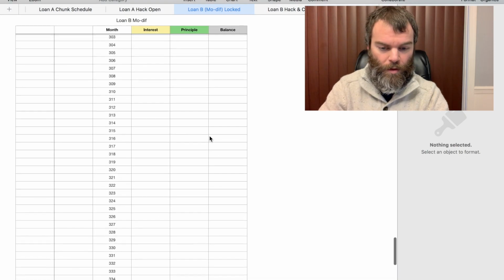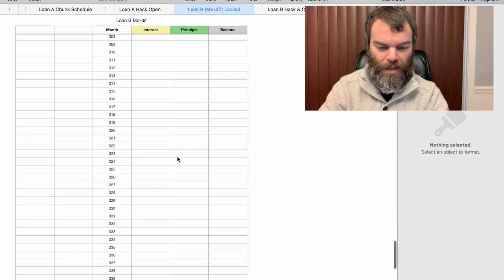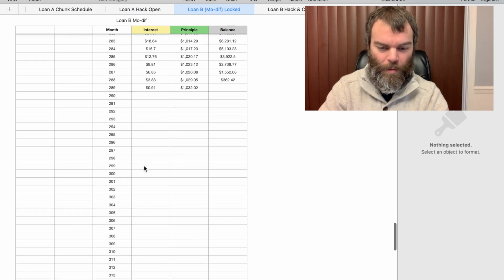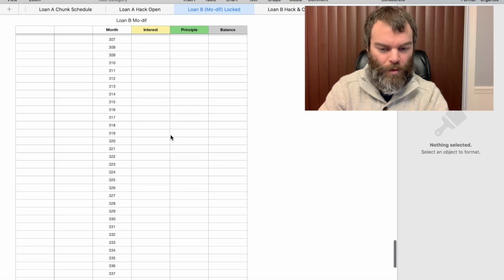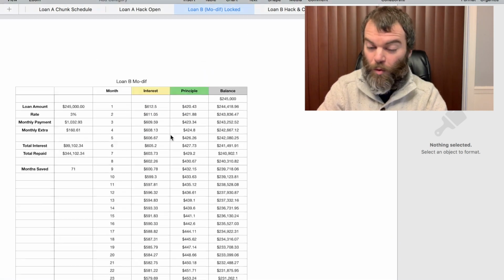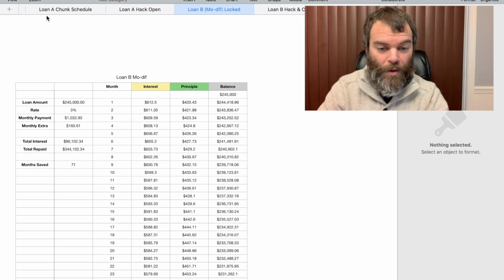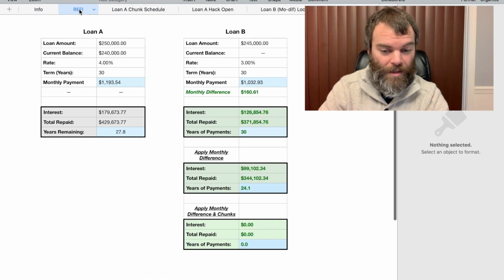And hopefully here, this is what we like to see, all these blank rows here. This is all payments that normally we would be making, but we're not, because we refinanced. We've got that extra $160 a month, but we're still going to apply it to the loan, so we save tons of money.